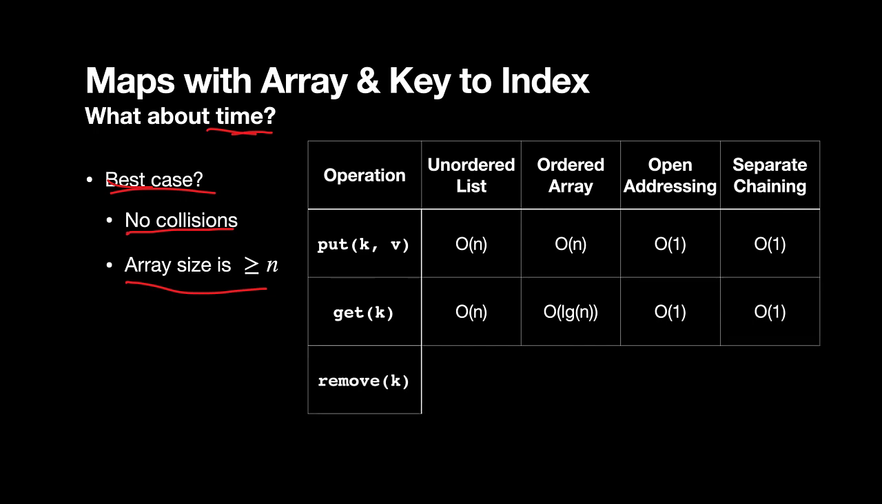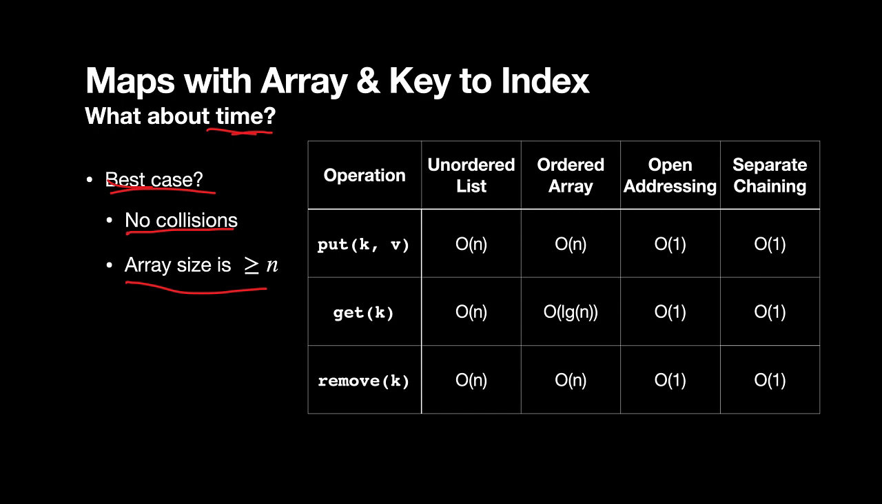Okay. Remove operation is essentially the same sorts of arguments. The unordered list, we had to go through everything and find it. The ordered array, we had to find it and then shuffle everything over to cover up the removed item. Open addressing and separate chaining, both will go directly to the location. There will be nothing there, and we'll essentially be able to remove things in constant time. So that's the best case.